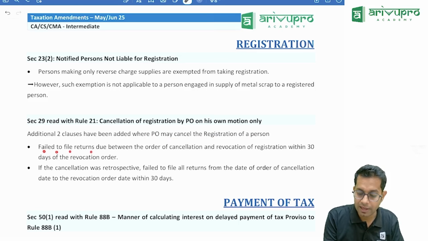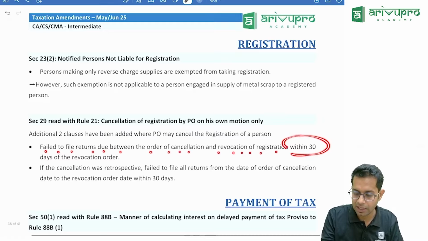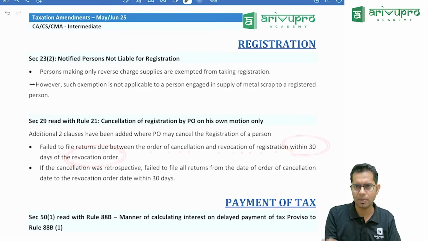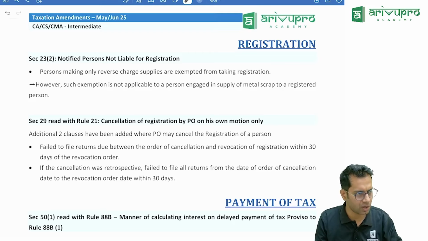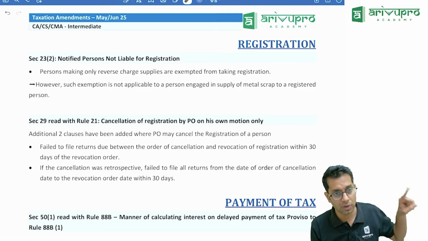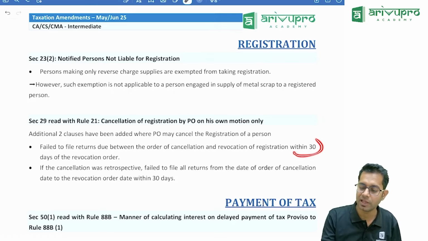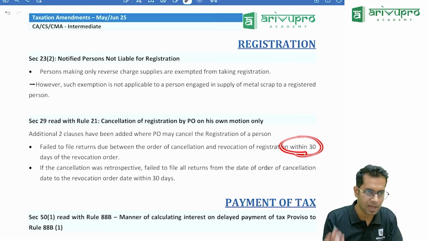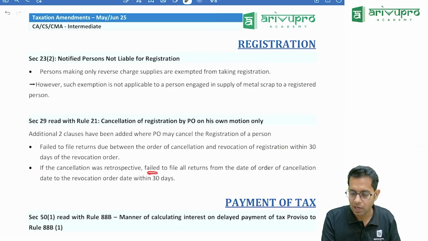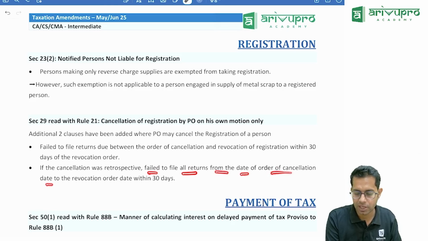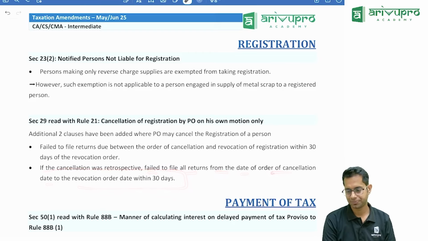If he has failed to file returns due between the order of cancellation and revocation of registration within 30 days of the revocation order. See, normally revocation is done within 30 days. You are applying for revocation, the officer cancelled the registration, you have applied for revocation, and now that revocation order is given. Now for all the period before the revocation, you have to file the returns. That return should be filed within 30 days. If it is not filed within 30 days, the officer has the power to cancel the registration. Or if the cancellation was retrospective, and he failed to file the returns from the date of order of cancellation to the date of revocation of cancellation.